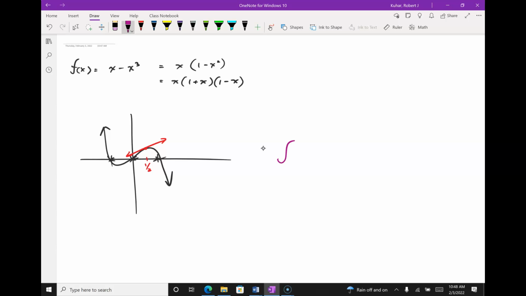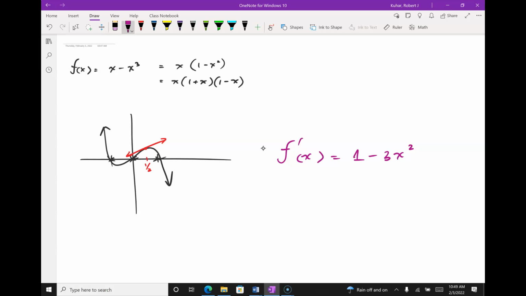So what's f prime of x? Anybody do this one quickly for me? 1 minus 3x squared. What is a derivative? A slope, right? So what's the slope of y equals x? 1. The slope of y equals x is 1.